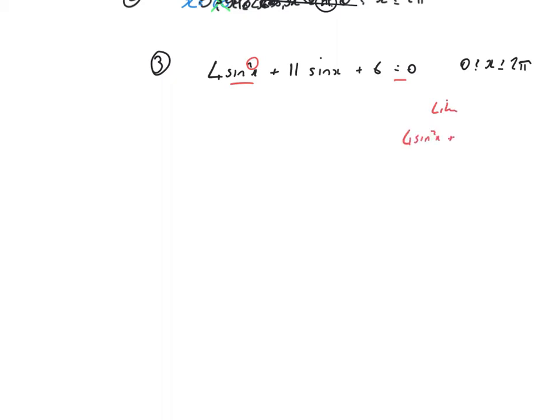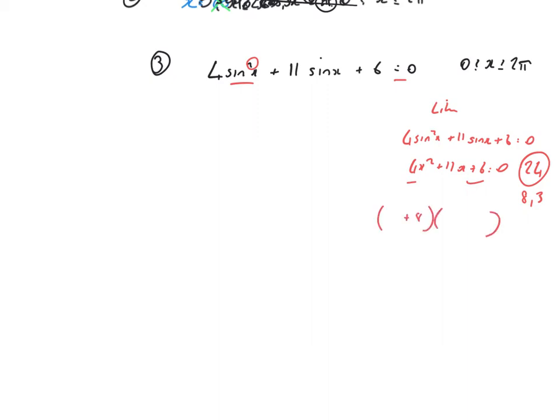4 sine squared x plus 11 sine x plus 6 equals 0. Let's liken that to 4x squared plus 11x plus 6 equals 0. Okay, then it's the National 5 skill dealing with this factorisation process. Two numbers that multiply give 4 times 6, that's 24, and add together give 11. It'll need to be 8 and 3.